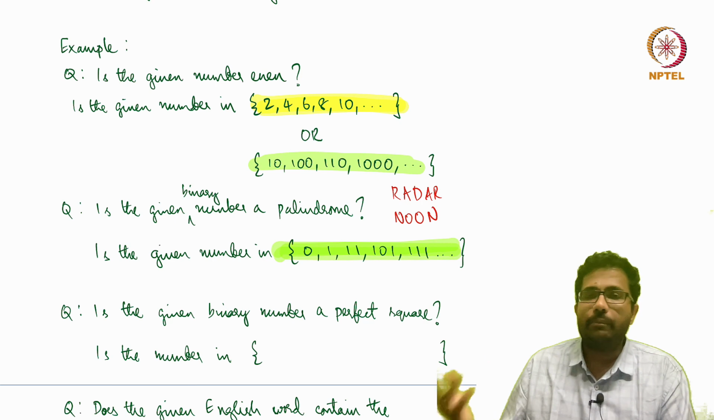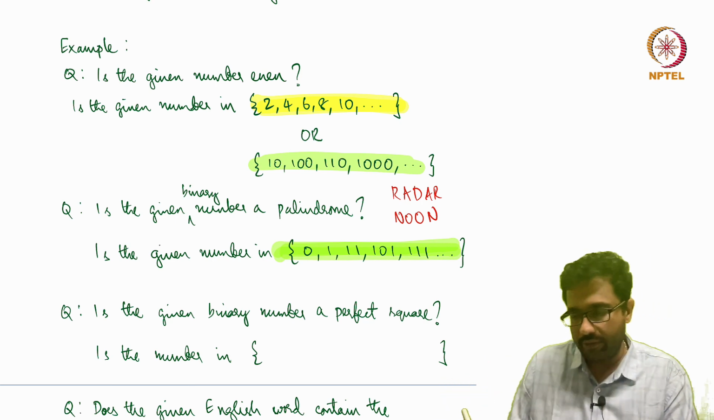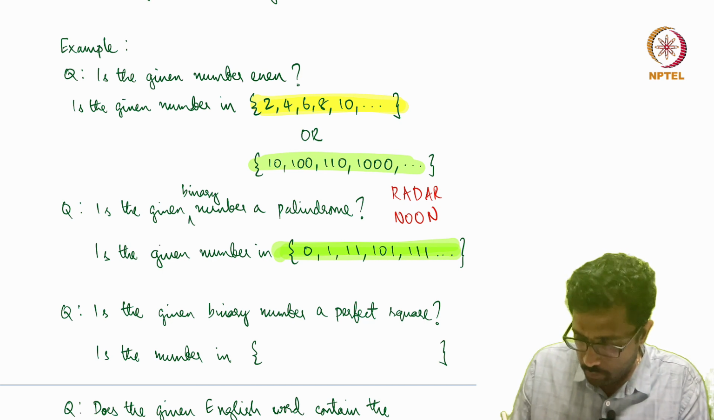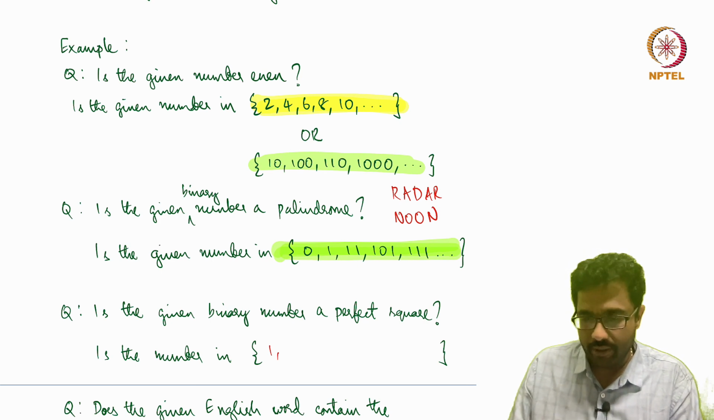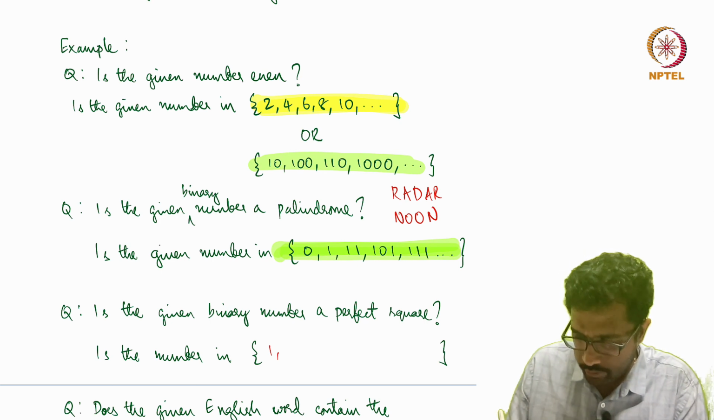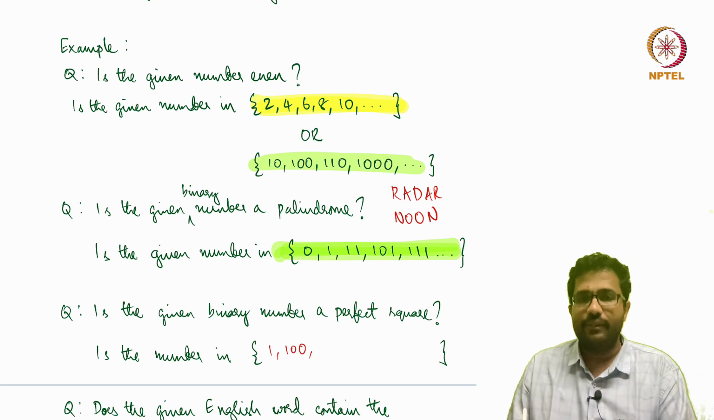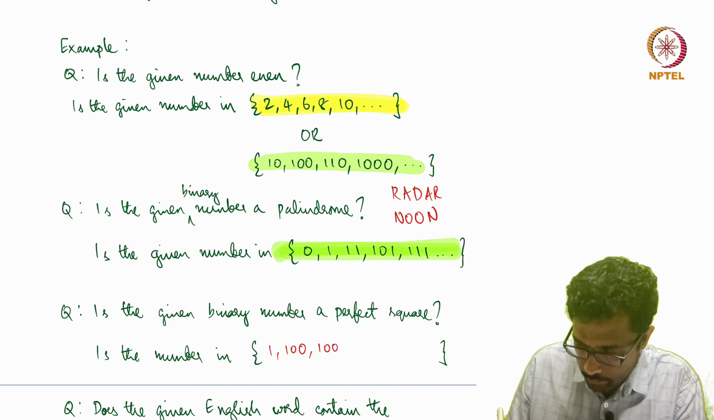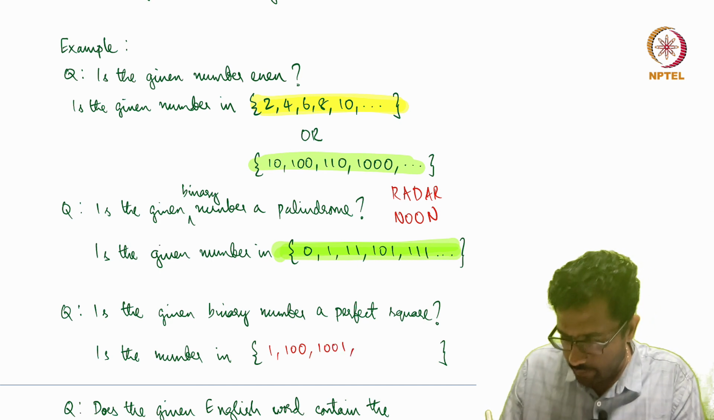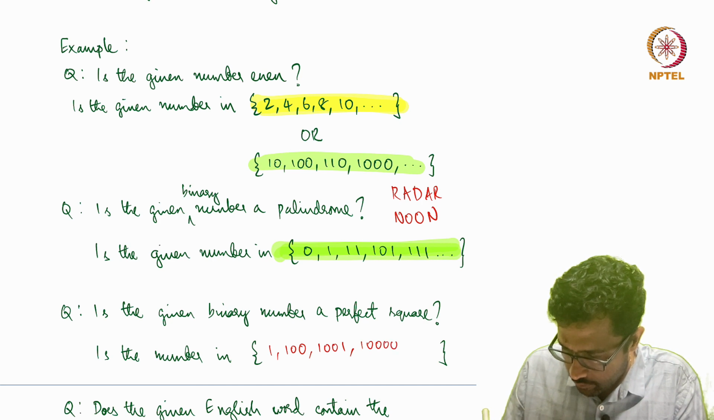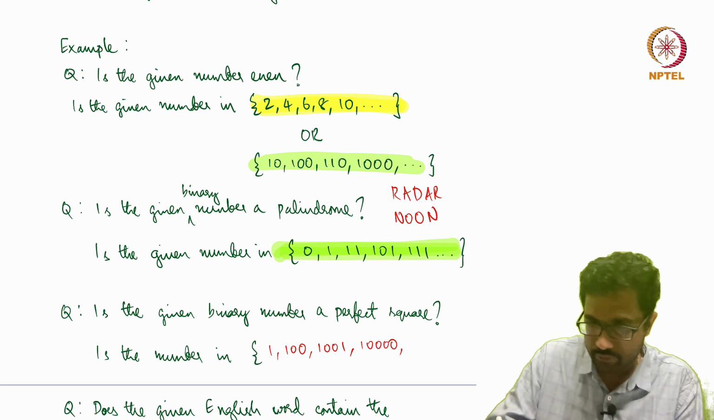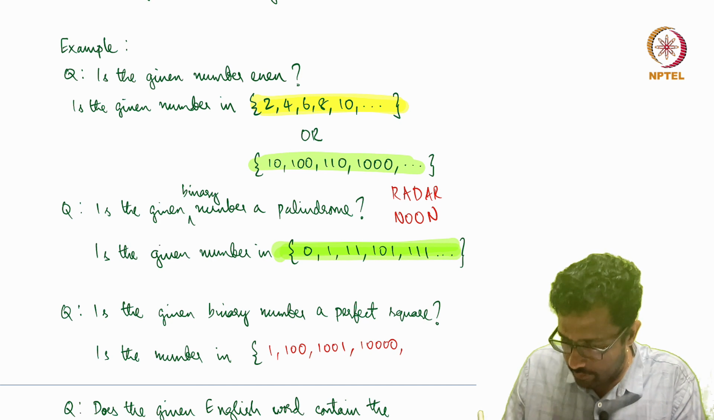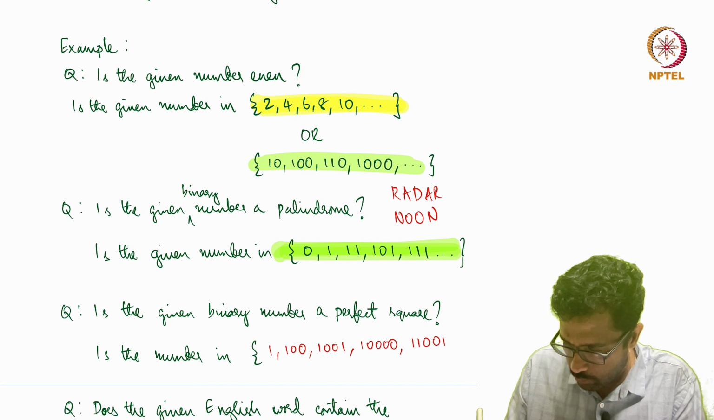And is a given number a perfect square? In other words, let's say the given number is only positive. So 1 is 1, the next perfect square is 4, which is 100 in binary. The next perfect square is 9, which is 1001 in binary. The next is 16, which is 1 followed by 4 zeros. The next is 25. So 25 is 16 plus 8, 24. There is no 4, there is no 2, there is 1, right?